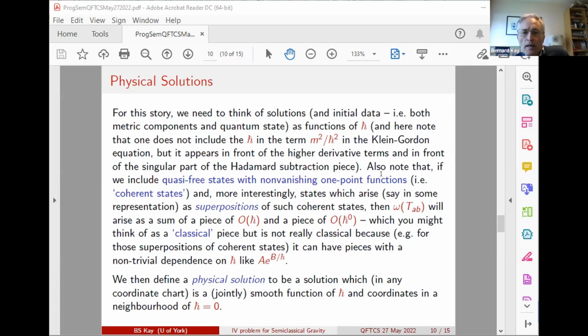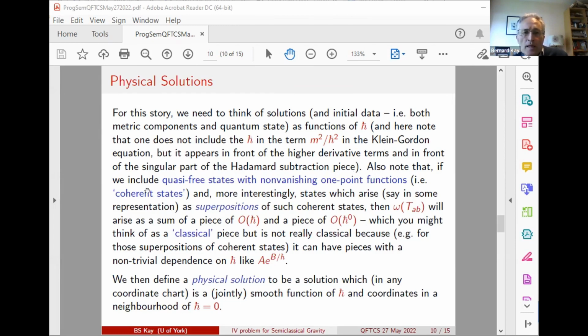Okay, and hbar appears in front of the higher derivative terms, those higher derivative terms that I mentioned, and in front of the singular part of the Hadamard subtraction piece.